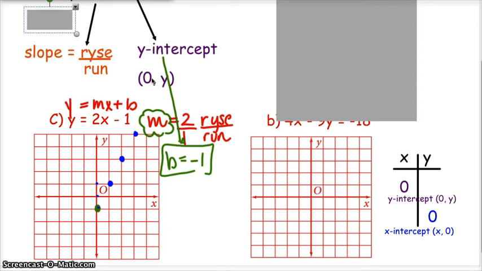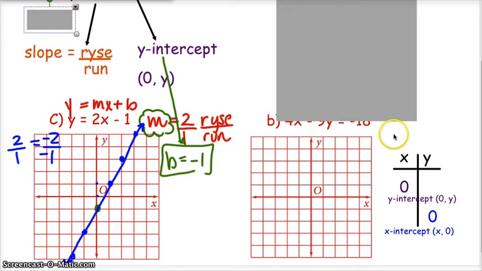You can also take this in the other direction. If 2 over 1 equals 2, well, -2 over -1 also equals 2, telling us to go down 2 and to the left 1, down 2 to the left 1. Grab a straight edge if you need to. Connect those points with a line, a solid line, with arrows on both ends.